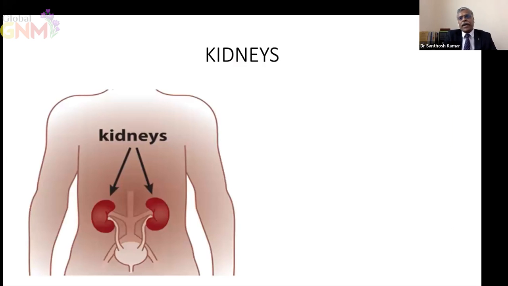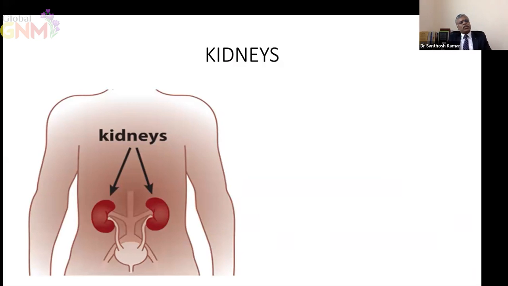Kidneys are a pair of bean-shaped organs positioned retroperitoneally, and the right side is a little bit lower and the left side is a little bit up because the liver makes space for the liver. It weighs about 110 to 140 grams, and it's 6 centimeters wide and 12 centimeters long.